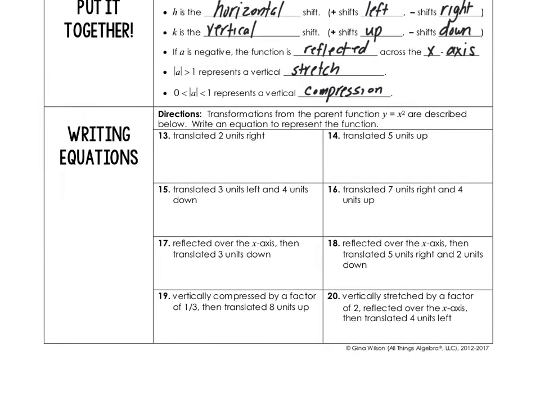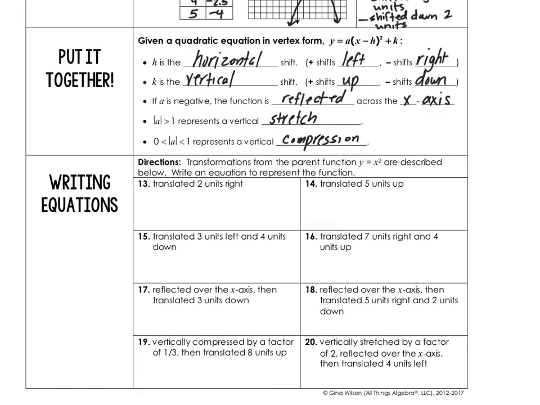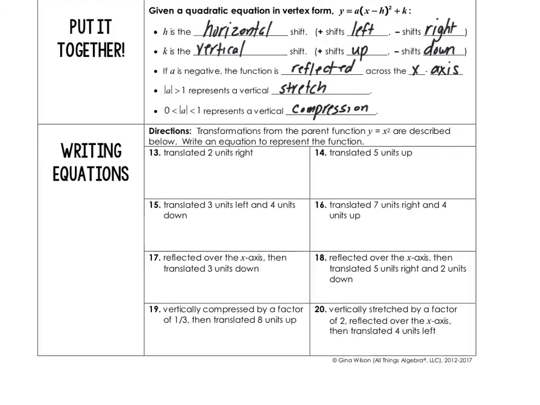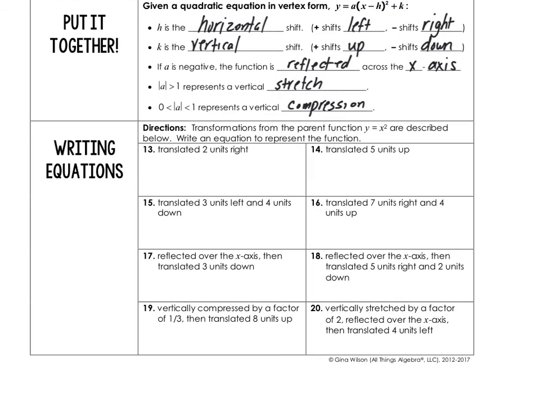All right, so knowing all this information now, we don't need to see the graph. All we need to do is have the equation, but we can write the equation based on transformations, and that's what we're going to do in these last few examples. It says transformations from the parent function y equals x squared are described below. Write an equation to represent the function.